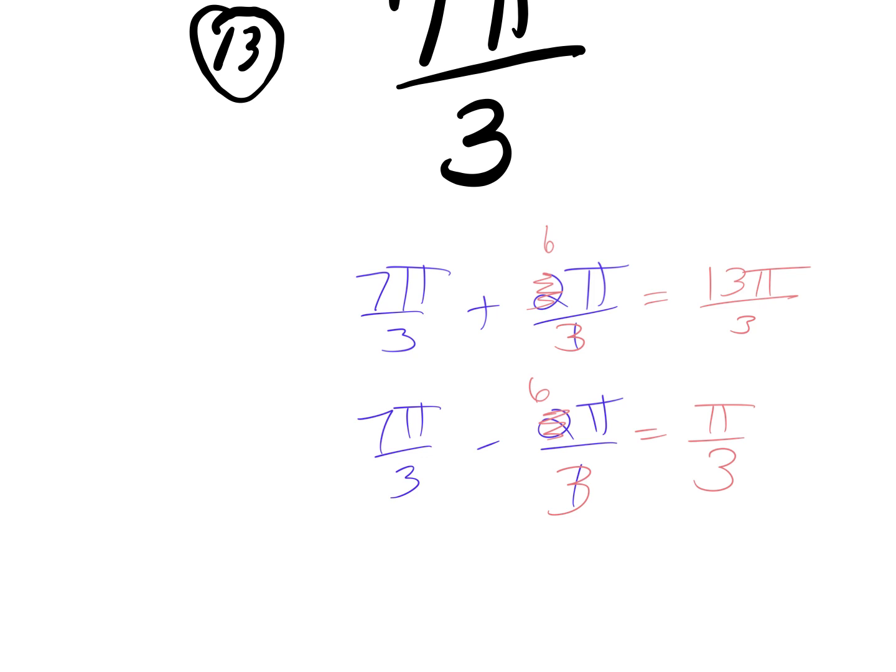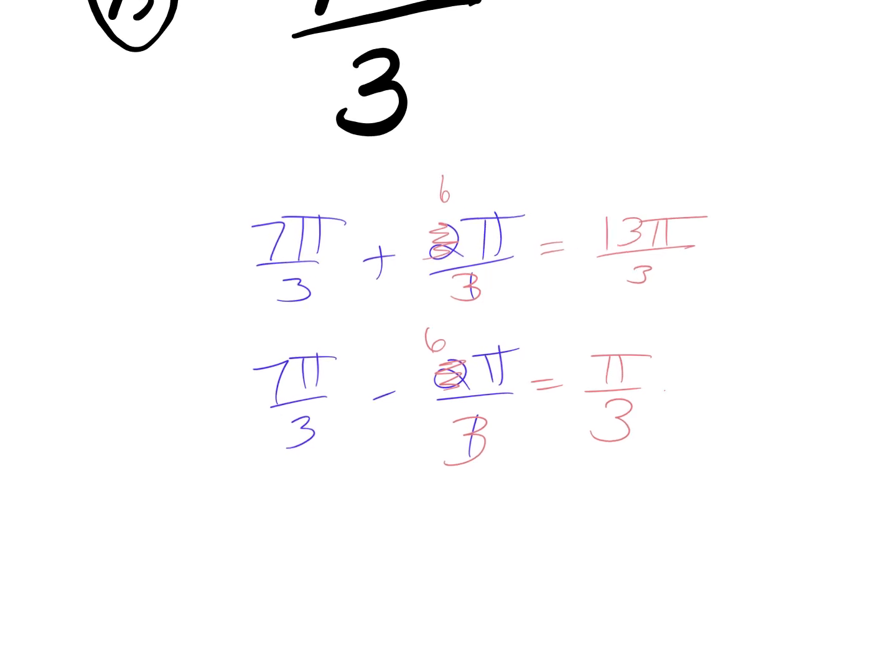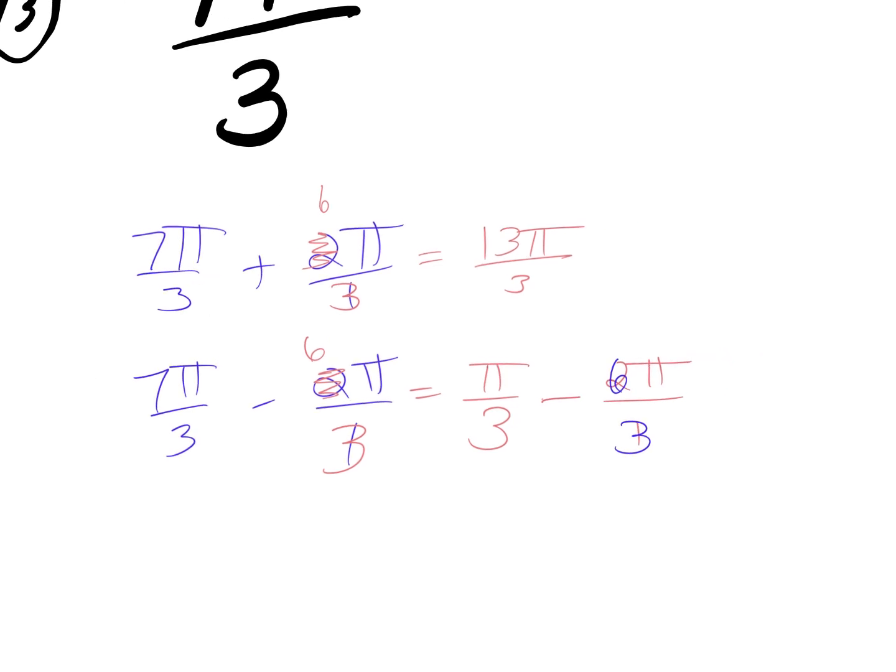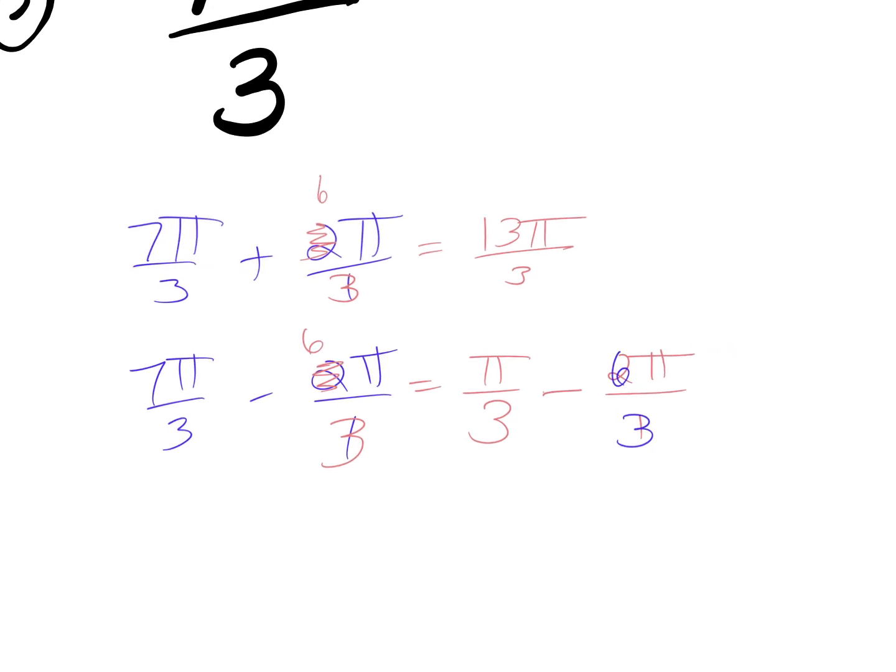But I don't want 2 positives. I want 1 positive, 1 negative. So what do I need to do? I'm going to subtract another 2 pi. So when I do that, my common denominator becomes 3. Multiply the bottom, I get 6. There's my 6. And then I have 1 pi minus 6 pi gives me negative 5 pi over 3.